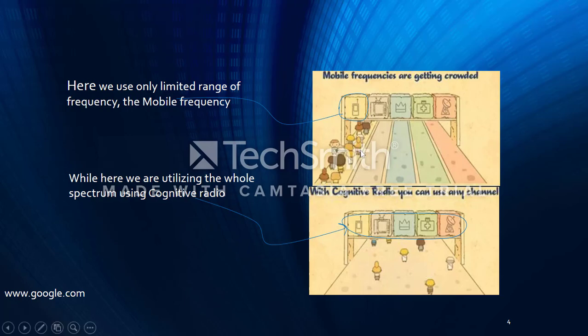Here we can see two figures, figure 1 and figure 2. In figure 1, mobile frequencies are getting crowded, while other frequencies are unused or free. In figure 2, we can use the whole spectrum band with cognitive radio.